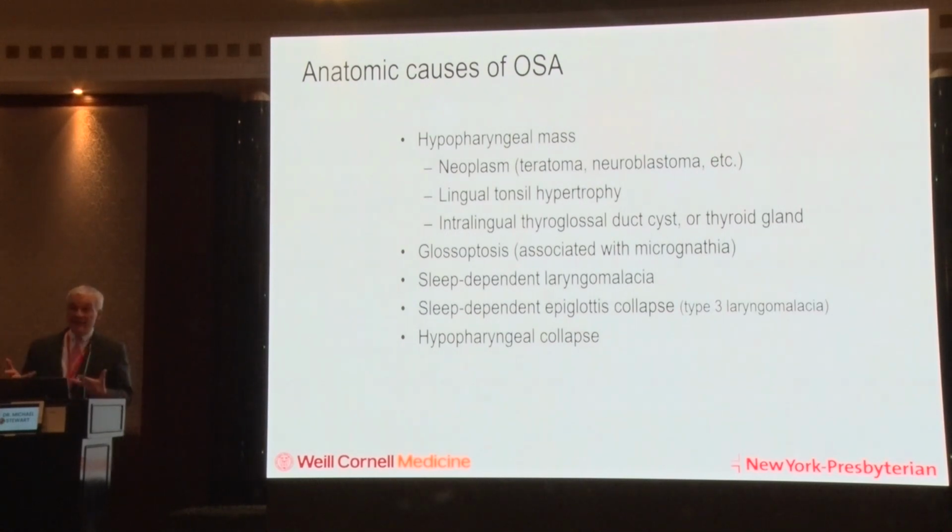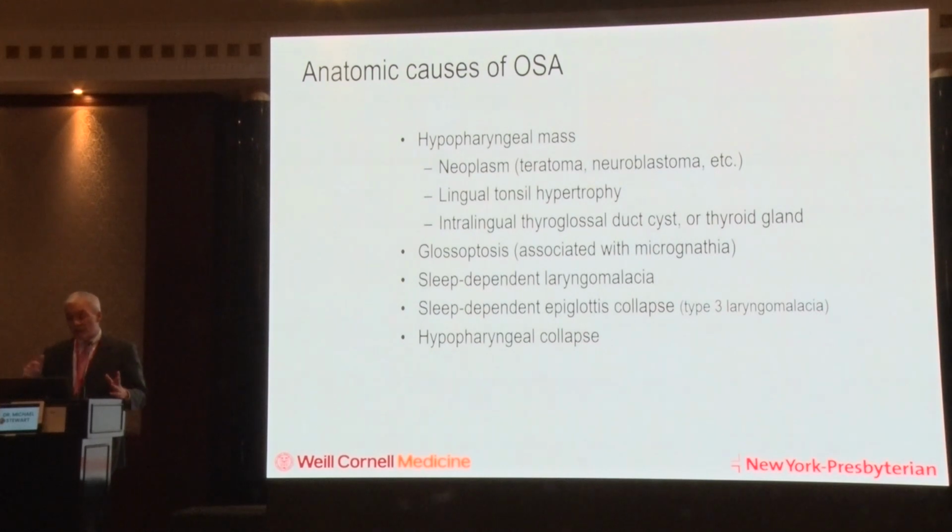Glossoptosis, tongue collapse. Many times the tongue is anatomically normal, but it collapses much too far posteriorly during sleep, and that's the cause. It wasn't the tonsils or adenoids, it was the tongue collapsing. Sometimes it's sleep-dependent laryngomalacia or a floppy larynx, which is partially closing, and another common type is epiglottis collapse during sleep, and that's also called type 3 laryngomalacia.